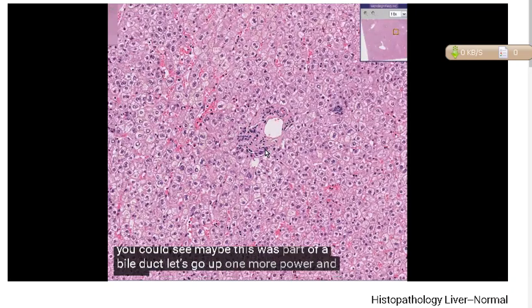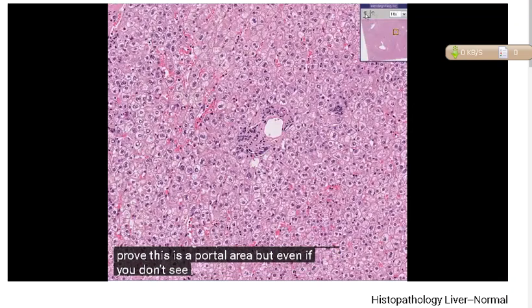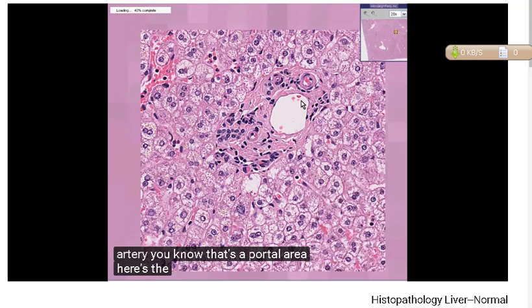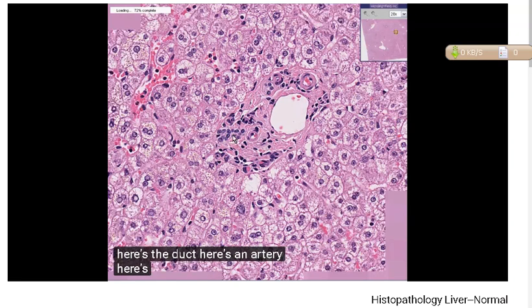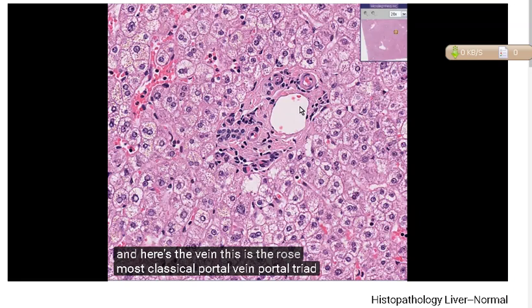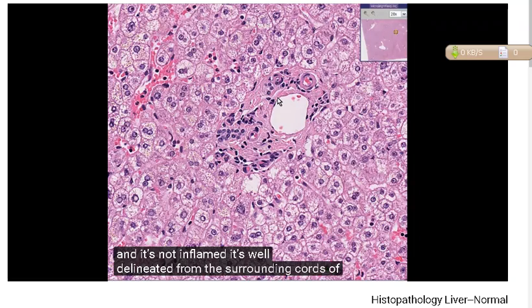Let's go up 1 more power and prove this is a portal area. But even if you don't see all 3, if you see connective tissue around a vein, maybe an artery, you know that's a portal area. Here's the duct. Here's an artery. Here's an artery. Here's a little artery. And here's the vein. This is the world's most classical portal vein, portal triad. And it's not inflamed. It's well delineated from the surrounding cords of hepatocytes.